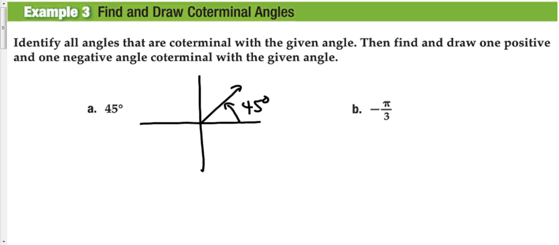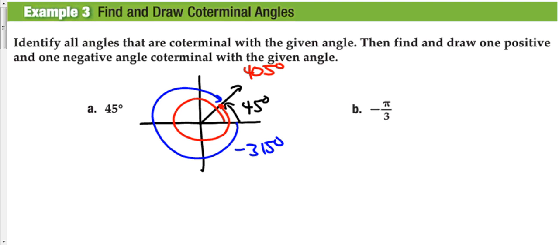So if I want a positive coterminal angle, I would have to go all the way around and then another 45 degrees, which would give me 405. Now, if I want a negative coterminal angle, I would go this way, clockwise, which would give me an angle of negative 315.